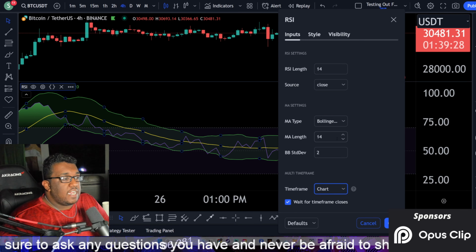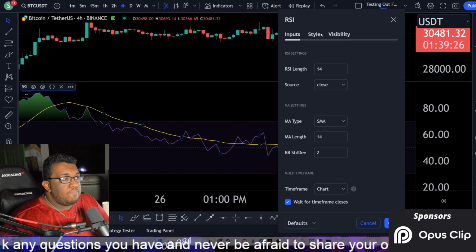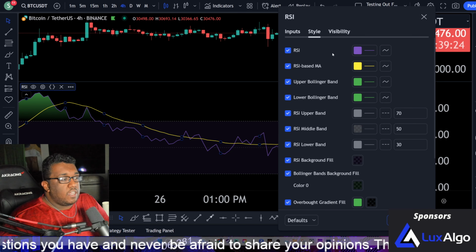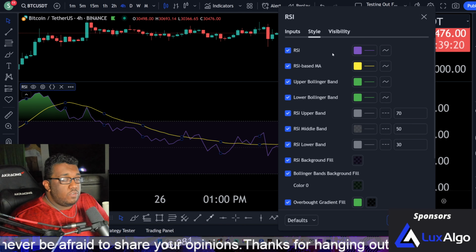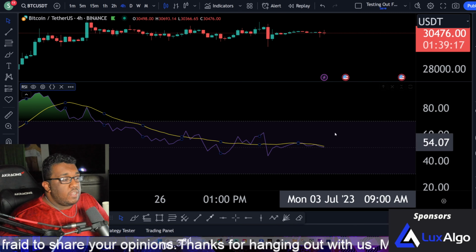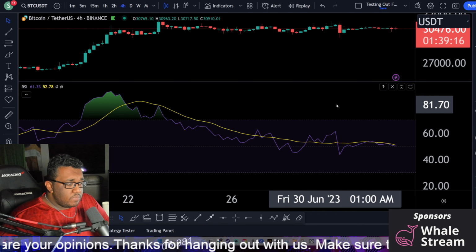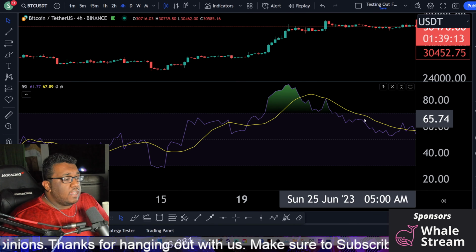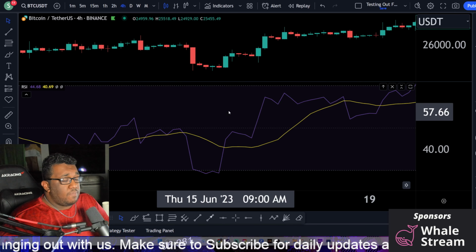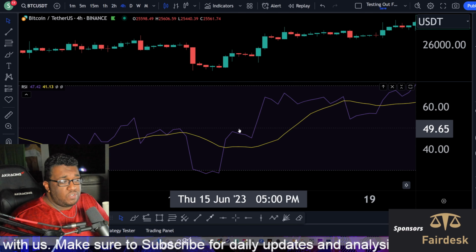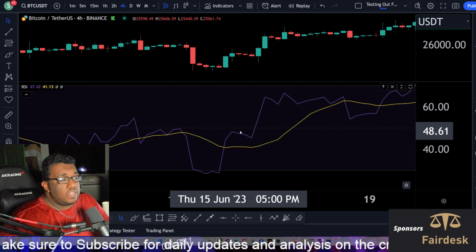Next, we're going to be looking at style here. I am going to move this back to an SMA. This is where you guys can change all of the colors and change things up a little bit. If you guys want to, here's one thing for new traders that may help you out. When you guys are using this indicator, the RSI, a lot of times people are looking for crossovers here. Now, this isn't really the best setup for a 4-hour chart, but just so you guys can see, a bullish crossover right here is what you're looking for.